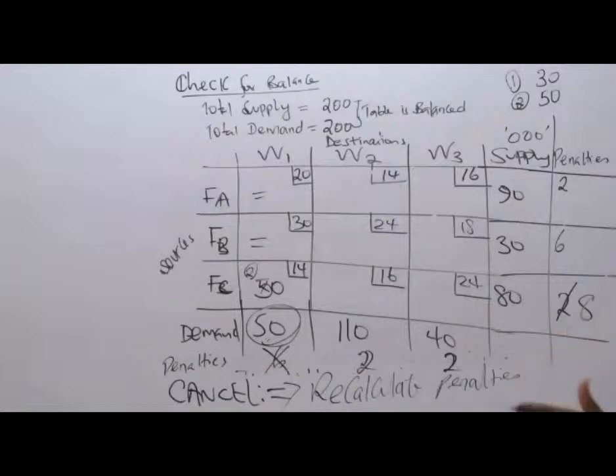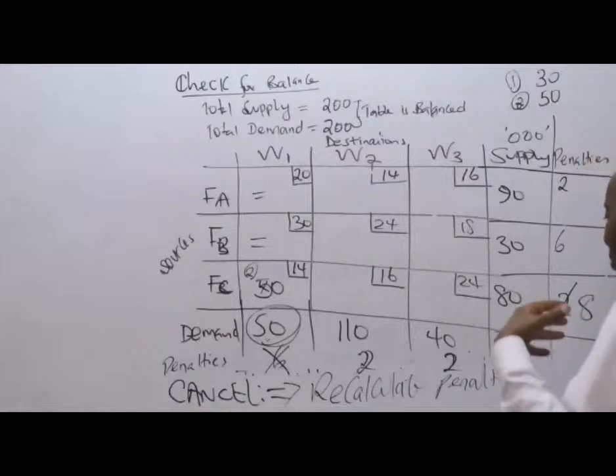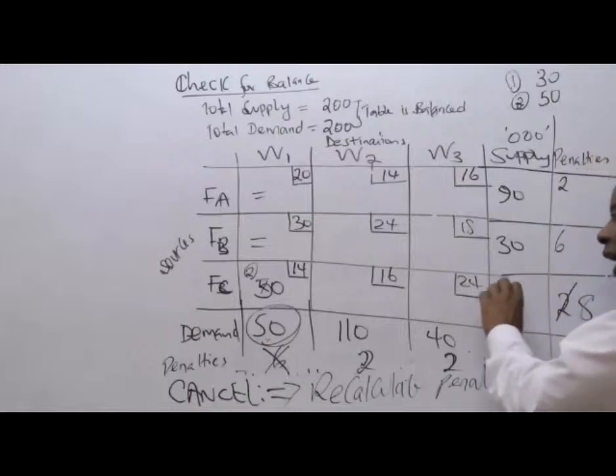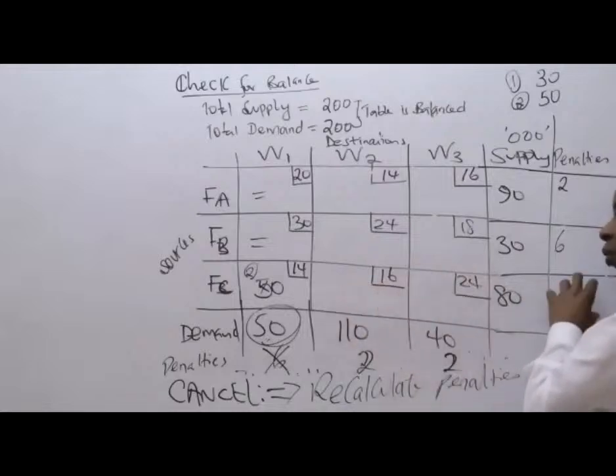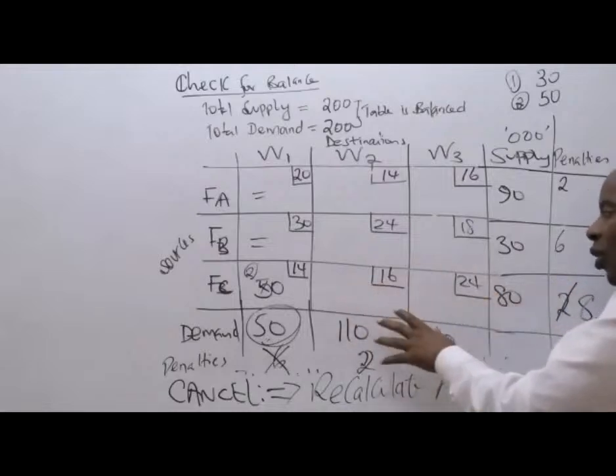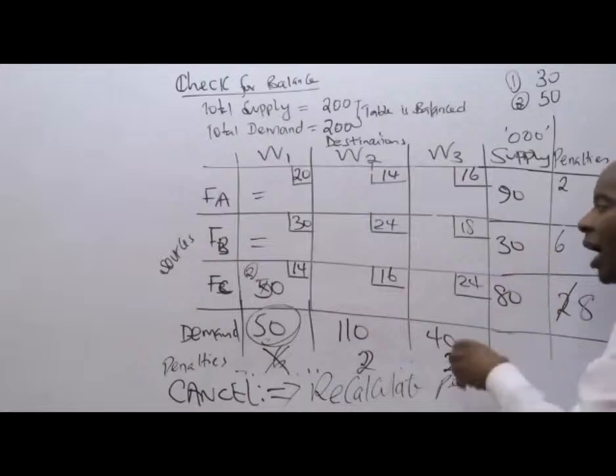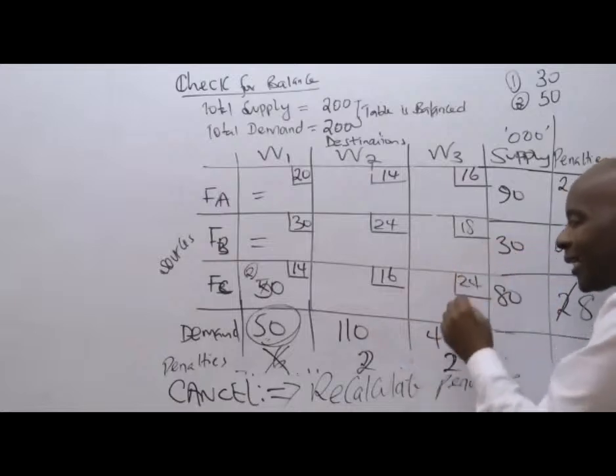Somebody tells me it's 8. Fine. Unfortunately, this time around, ladies and gentlemen, we do not have a tie. We only have one 8, which is the highest. So when there's no tie, things become very easy for me because my role will be to walk along this row and go for the best cost cell.